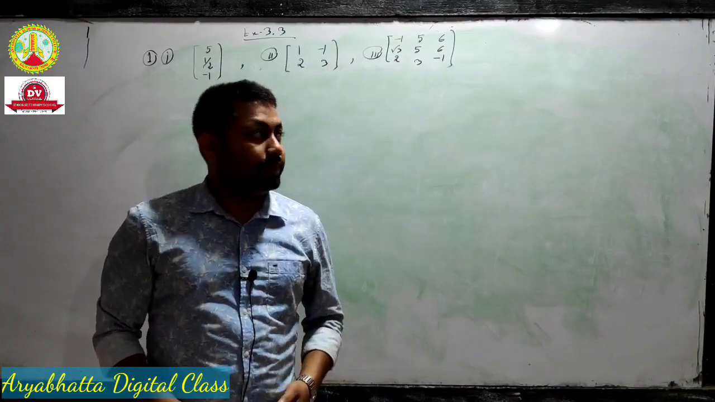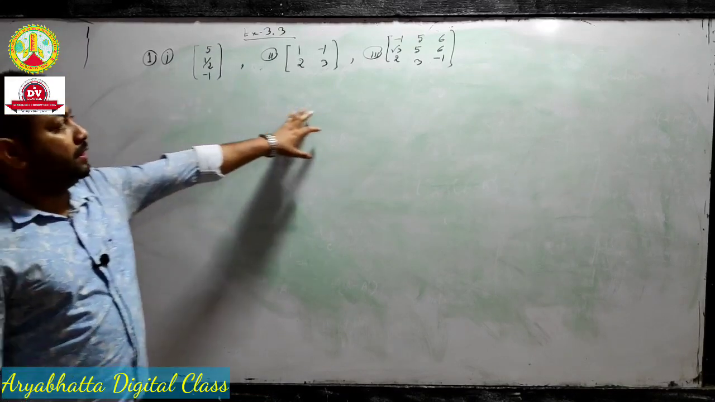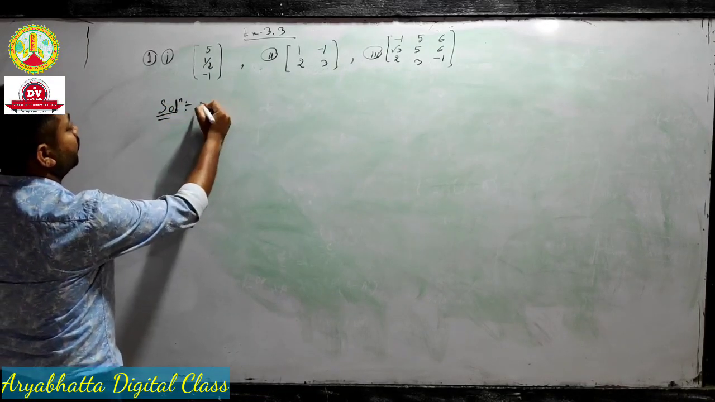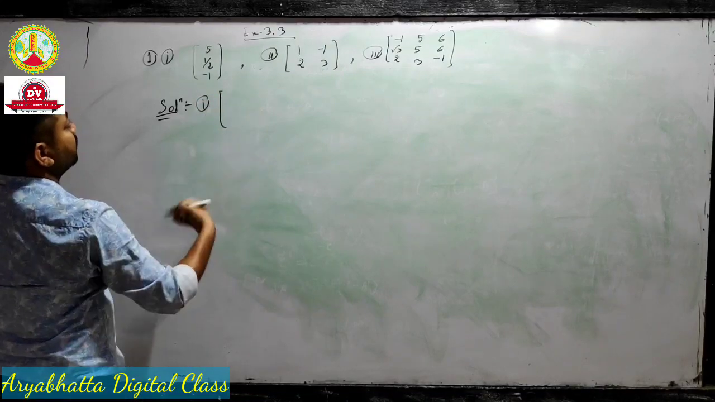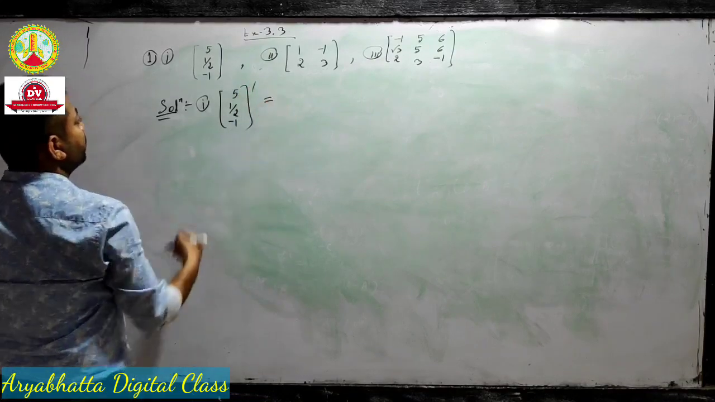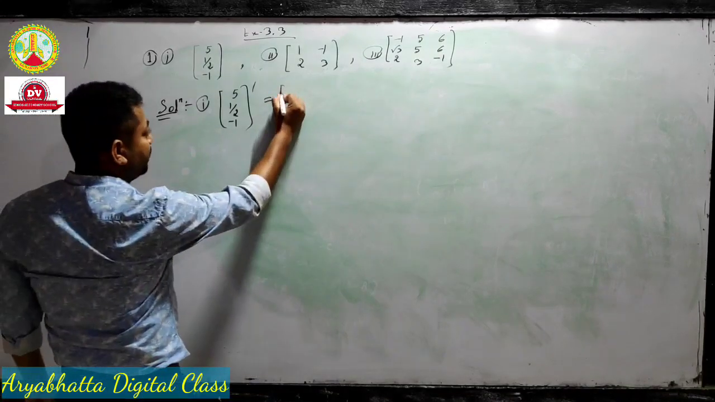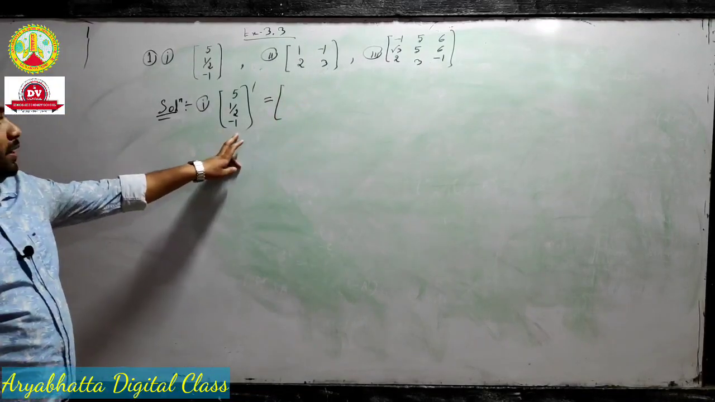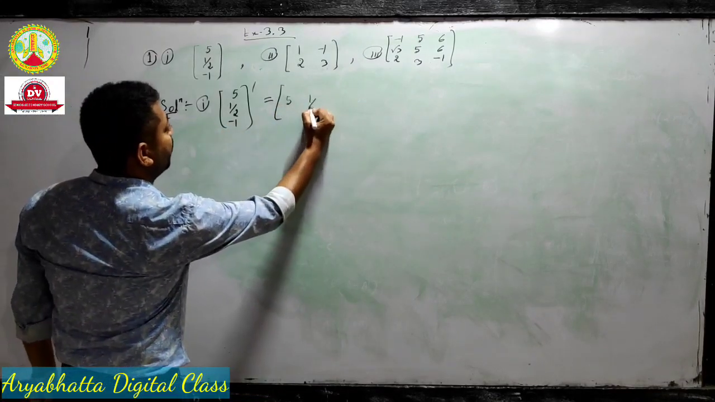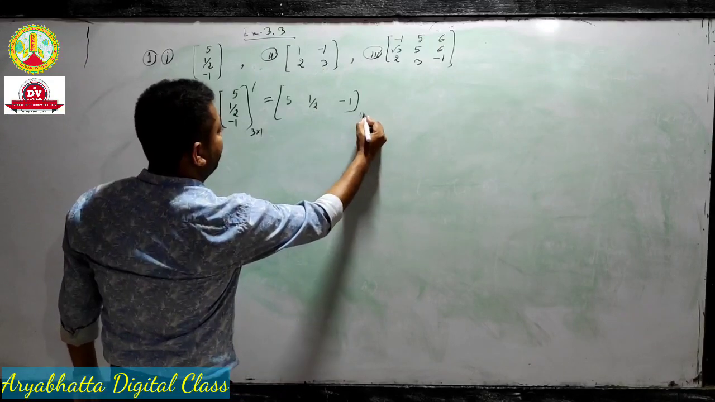Now we will discuss exercise 3.3, question number 1. Find the transpose of these matrices. Solve. Question number 1, Roman number 1: 5, 1 by 2, minus 1. The transpose of this matrix is obtained as we know, by interchanging its rows with columns. Then after transpose, we have 5, 1 by 2, minus 1. This is order 3 by 1. This is order 1 by 3.